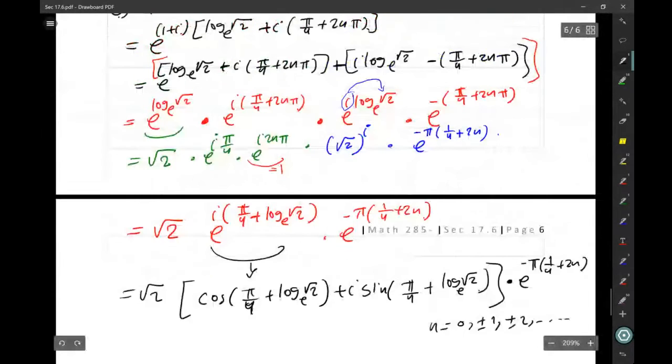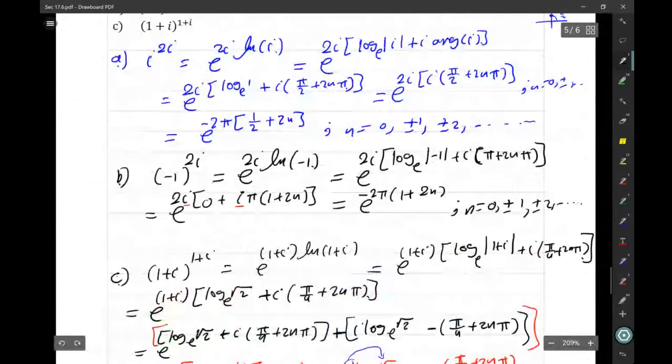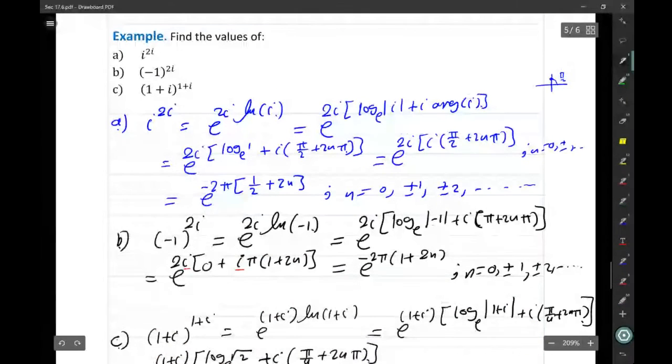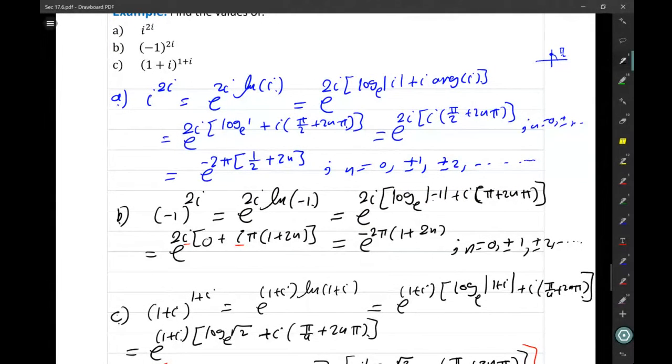Is it clear? So I mean here in this example we have to simplify to the last step. Now what about if I ask you the principal argument, the principal value about here?